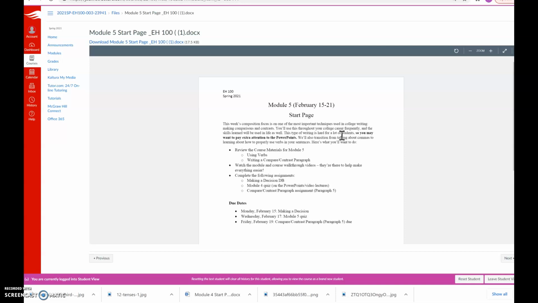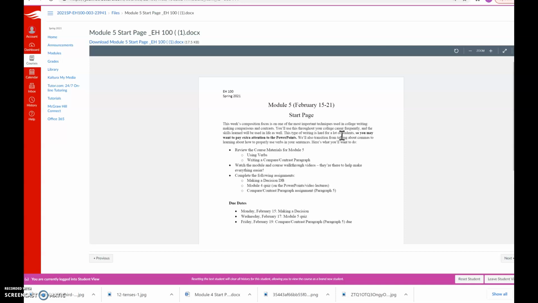We're also going to transition from talking about commas to learning how to properly use verbs in your sentences. I noticed a lot of opportunities with those in this class, and they're not uncommon, but they are definitely something that we want to talk about.